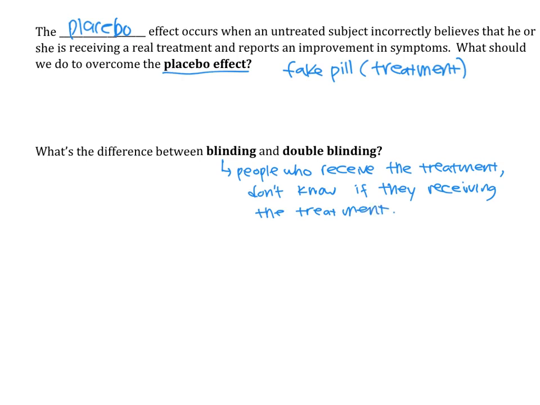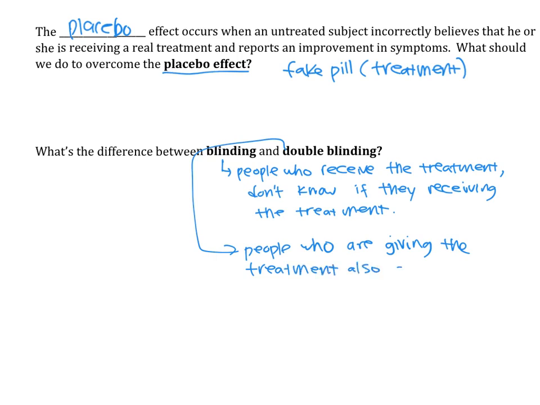So when I give these vitamin C pills to people, I can't say this is vitamin C. I just say, hey, just take this. It may or may not be vitamin C. And double blinding means people who are giving the pill treatment also do not know. So double blinding is people who are giving the treatment also don't know if they are giving the treatment.